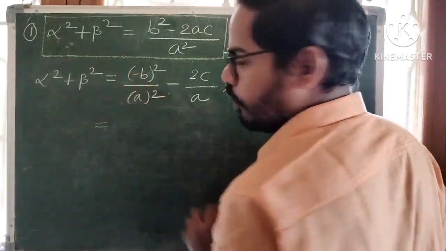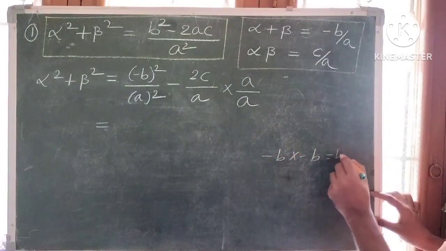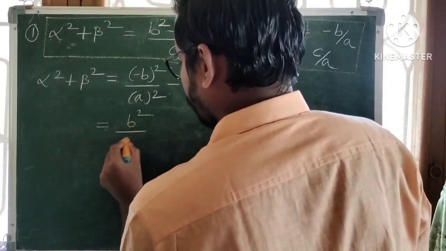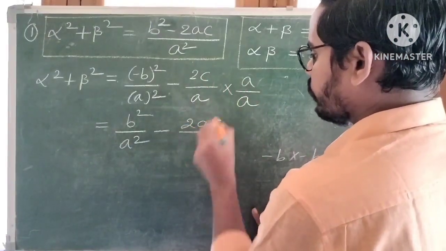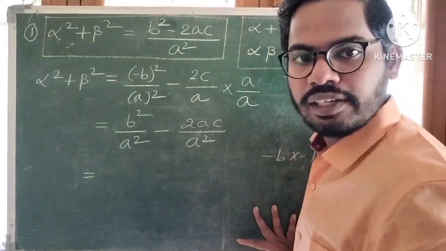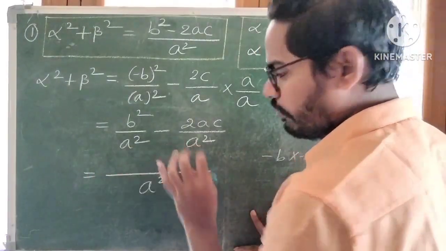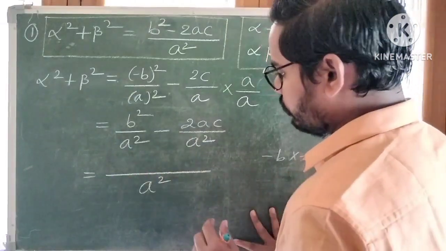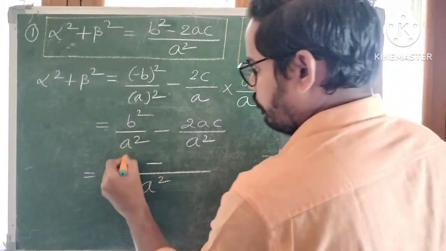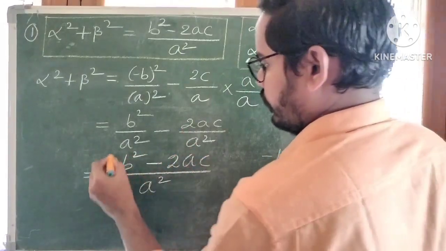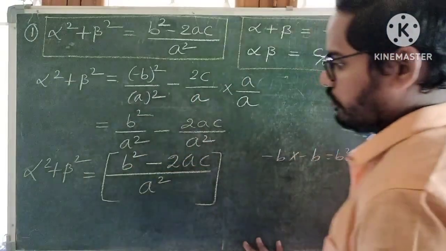Now it becomes (minus b) whole square, which means minus b into minus b. Minus into minus is plus, b into b is b square. So b square by a square minus 2c into a, 2ac by a into a square. Now the denominators are the same, and we have two rational expressions. First write the common denominator, and since the denominators are the same, add the numerators. Here we have a subtraction symbol: b square minus 2ac. So this is the formula for alpha square plus beta square. So we got the answer.